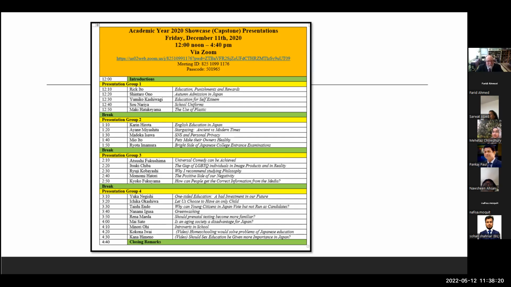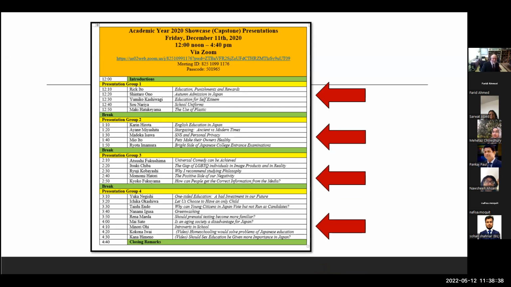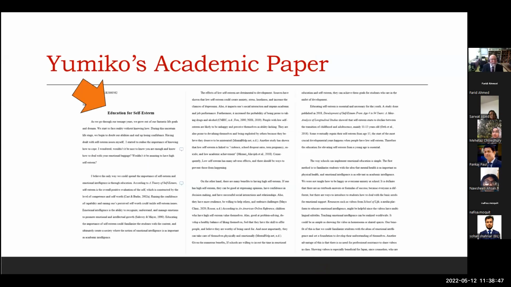Self-esteem, education for self-esteem, school uniforms, because in junior high and high school, they have to wear them, even in public schools in Japan, and then the use of plastic. That's just an example of research interests the kids have. We have all these different topics, and these are the kids who were selected by their peers in their classes to come and give the presentation again and to have their paper presented. So they have an academic paper like Yumiko's paper here.